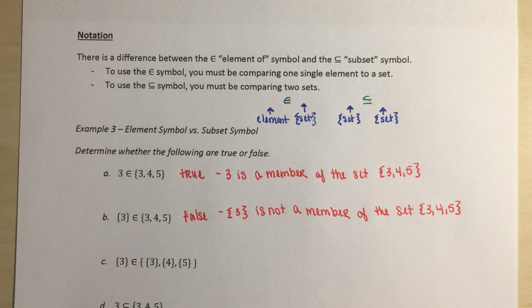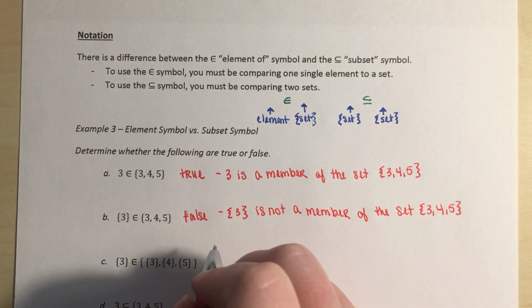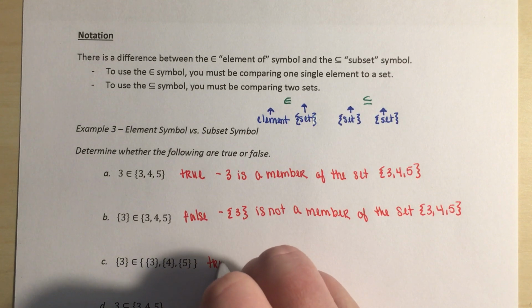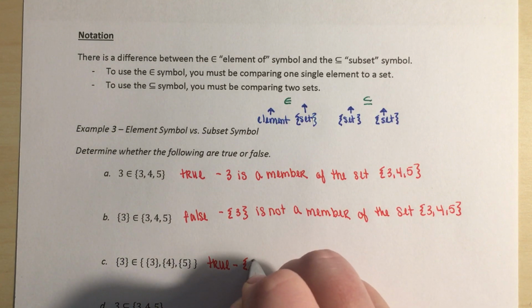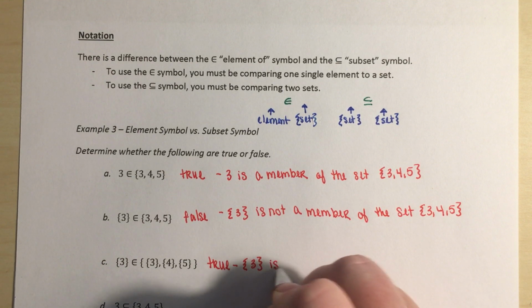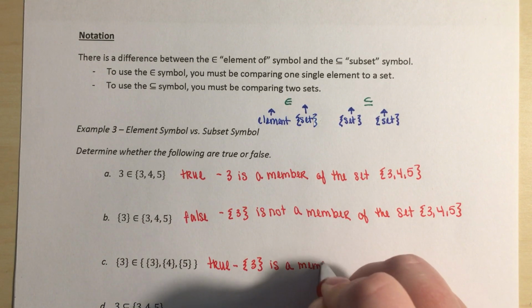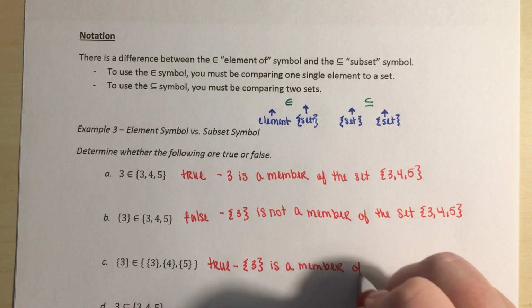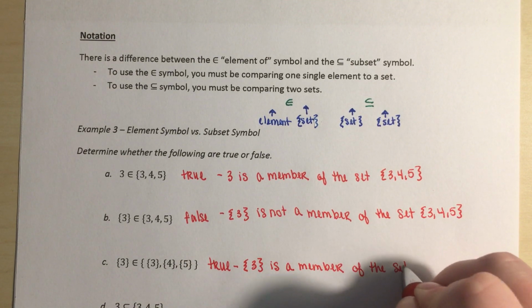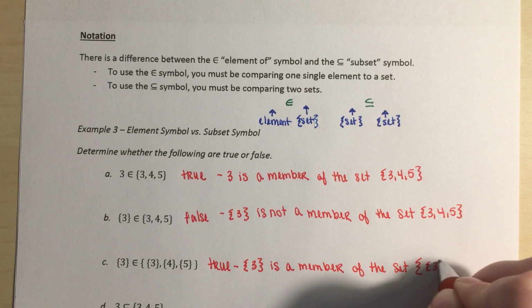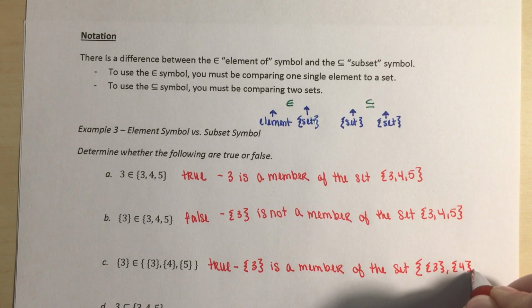For C, we're going to add in some extra braces here. So the set containing 3 is an element of the set of sets. We have a set containing 3, a set containing 4, a set containing 5. This is an element that we see right here. This is something that is in our list. So in this case, we are going to say true. The set containing 3 is a member of the set of sets containing 3, 4, and 5.